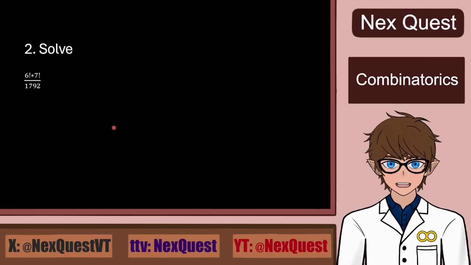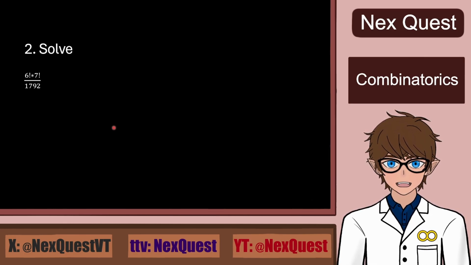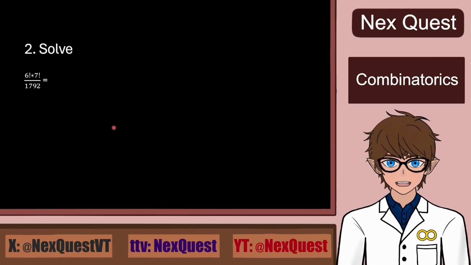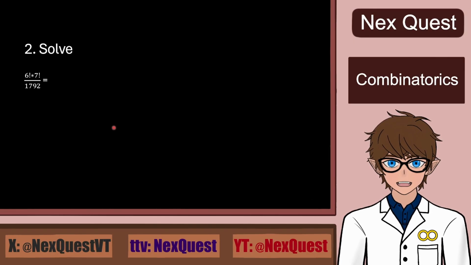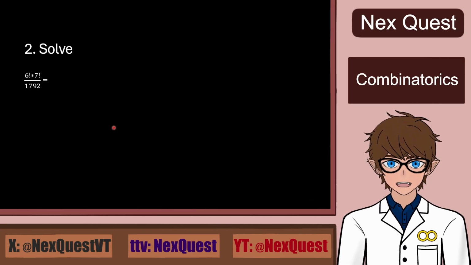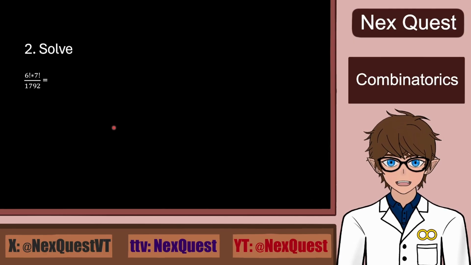Anyway, time to cave into the brain rot. What's 6 factorial times 7 factorial divided by a completely random number of 1792? Now, obviously, you can use the calculator here, or you can prove yourself that you're a smart and capable human being and break 1792 into prime factors, which would be 2 to the power of 8 times 7. Yes, that's correct, I forgot.